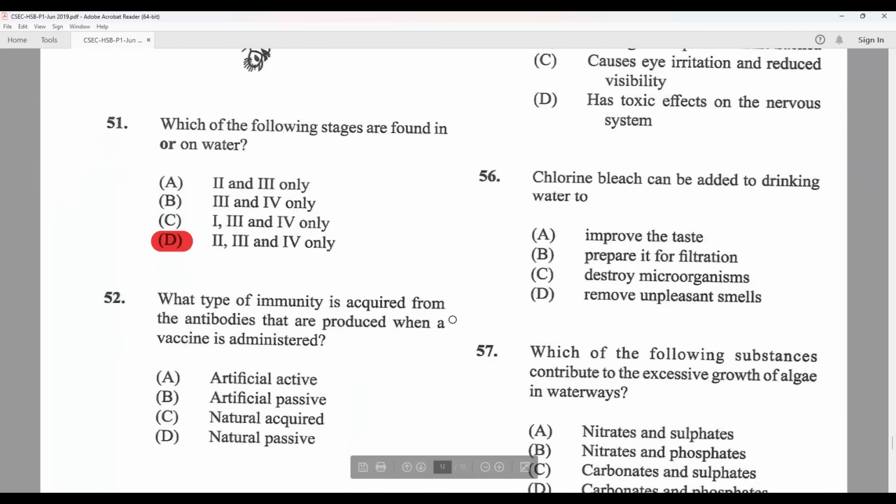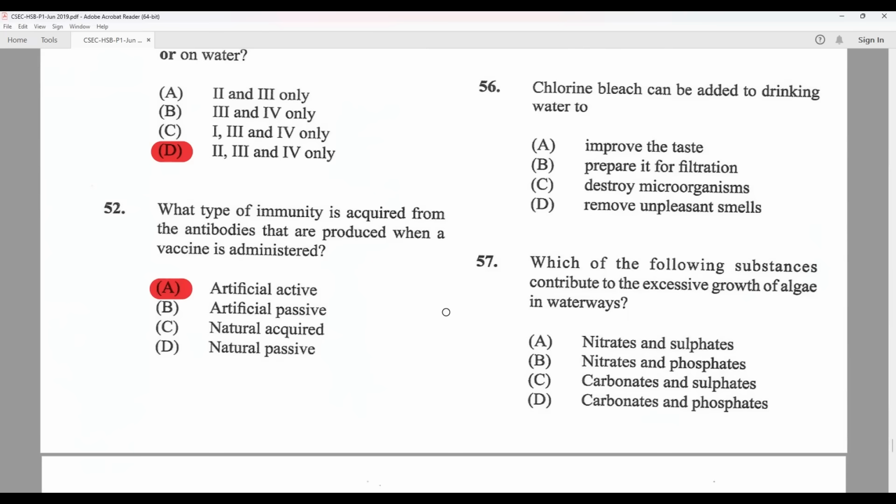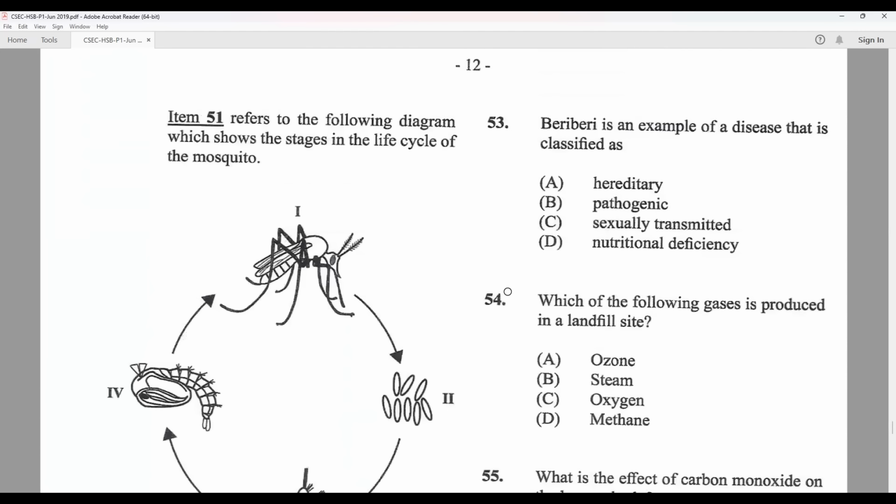Question 52. What type of immunity is acquired from antibodies that are produced when a vaccine is administered? If a vaccine is being administered, that is artificial, but they said that the antibodies are produced, so that's active. Artificial active is A. 53. Beriberi is an example of a disease that is classified as nutritional deficiency. It's a lack of vitamin B.